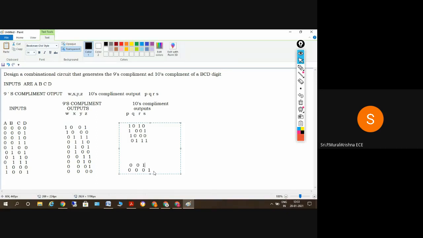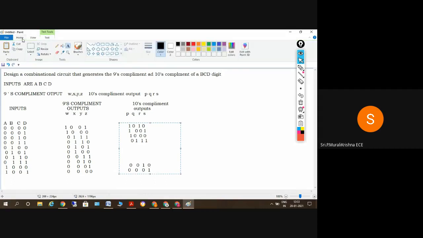So what we have to do here is the 9's complement circuit. How can we generate the 9's complement circuit? Just find the equations for W, X, Y, Z. I'll show 2 of them. I'll show the 9's complement, and you can do the 10's complement ones. Okay.